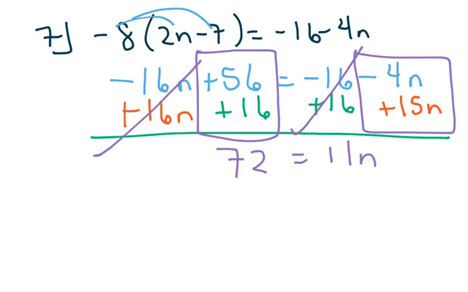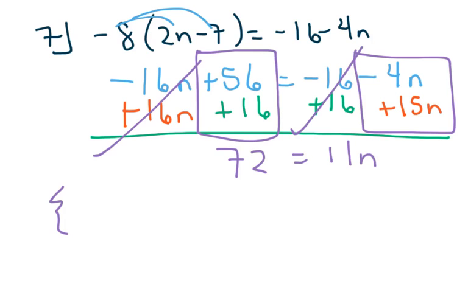And when you divide, I must have done something wrong because the answer is supposed to be 6. So what did I do wrong, guys? Should be 66. I did something wrong. Let's see. I distribute here, I get 16n plus 56, negative 16 minus 4n. I added 16n to both sides. That's what I did wrong.